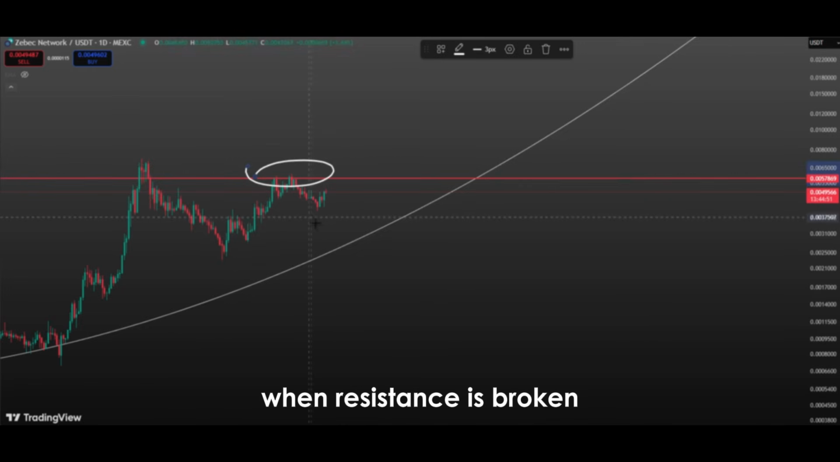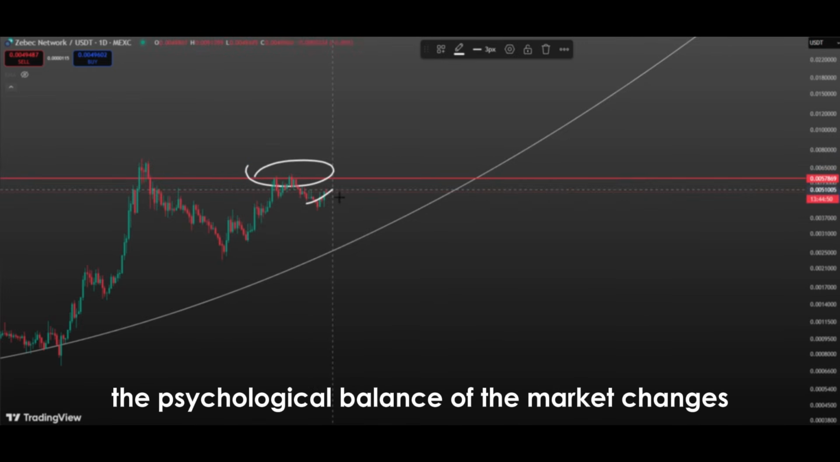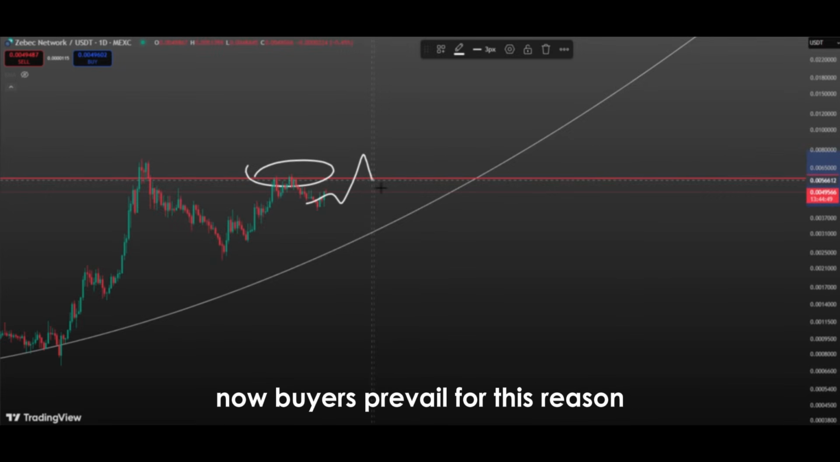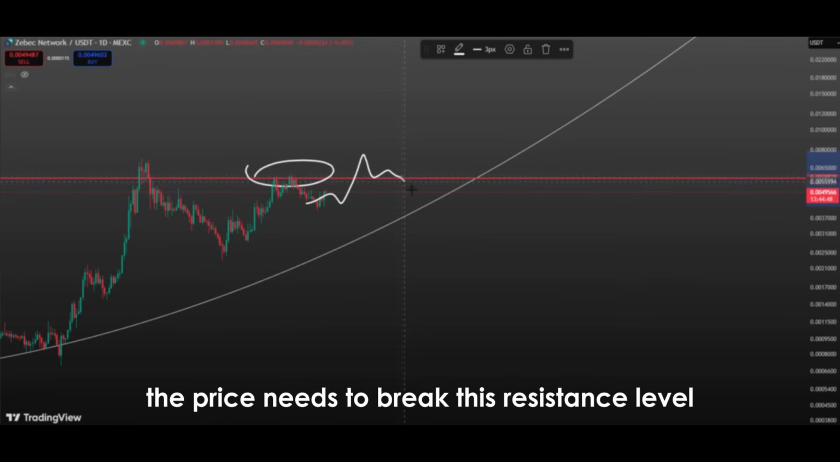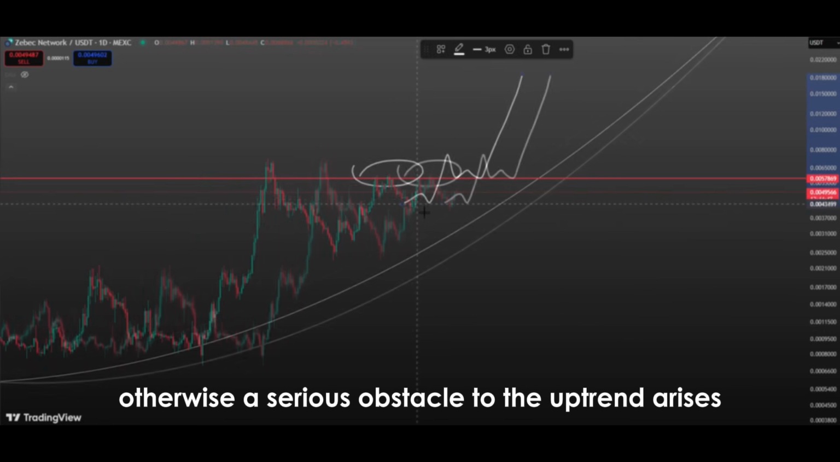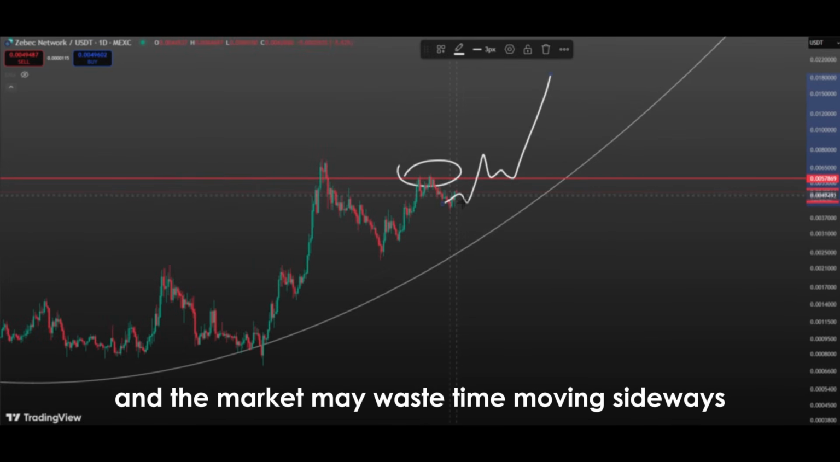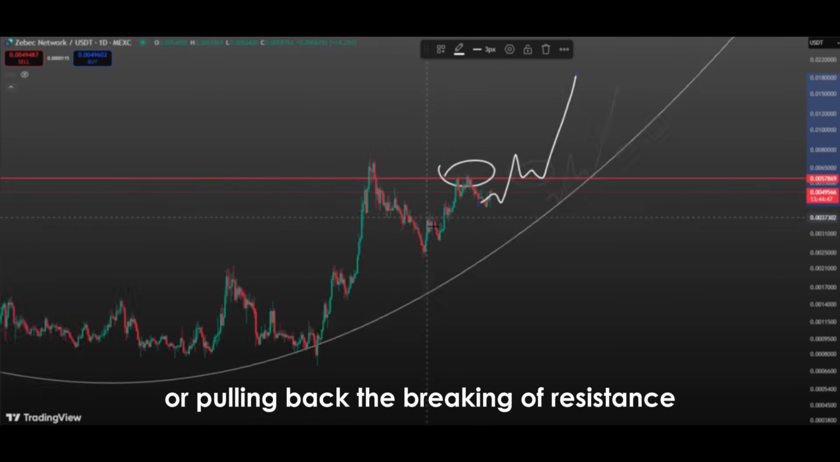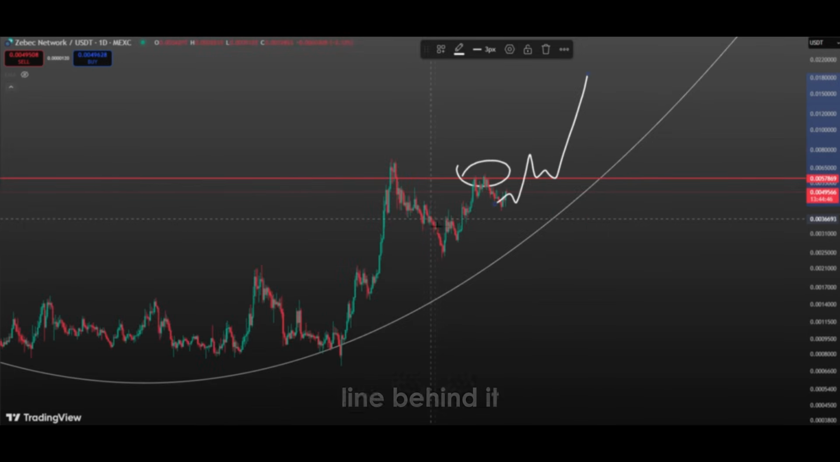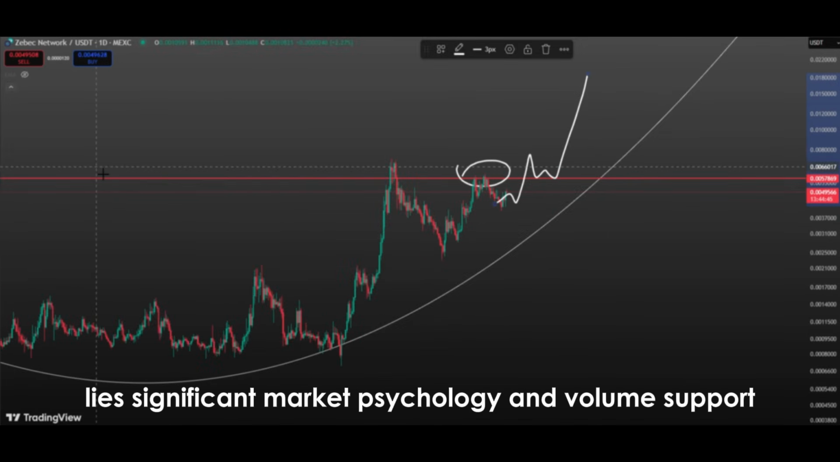When resistance is broken, the psychological balance of the market changes. Where sellers were once dominant, now buyers prevail. For this reason, the price needs to break this resistance level. Otherwise, a serious obstacle to the uptrend arises, and the market may waste time moving sideways or pulling back. The breaking of resistance is not simply the price surpassing a line. Behind it lies significant market psychology and volume support.